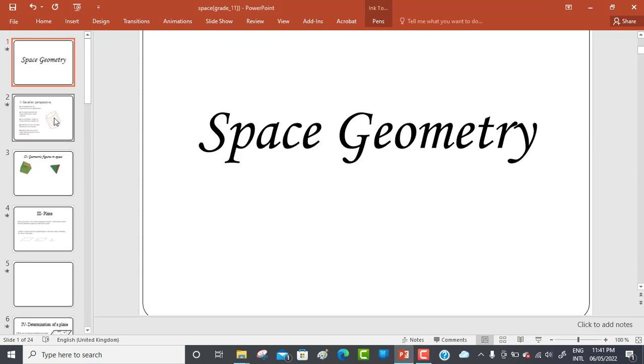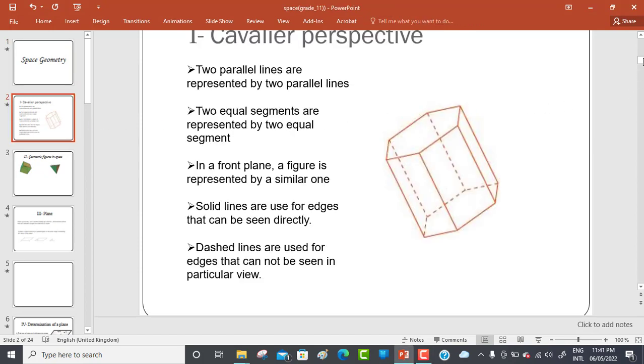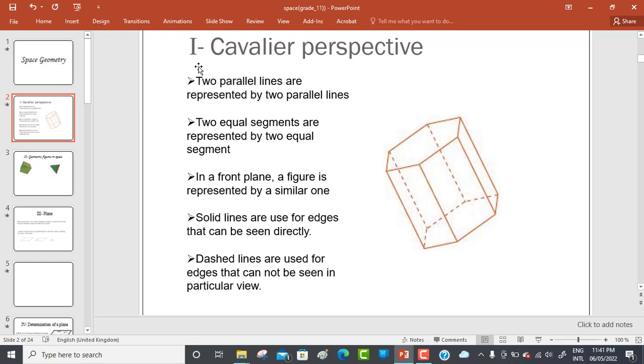Our chapter today is about space geometry. We will start with the first thing to explain, which is the Cavalier perspective. Cavalier perspective means how to draw a geometric figure in space. Cavalier is the name of a math scientist.